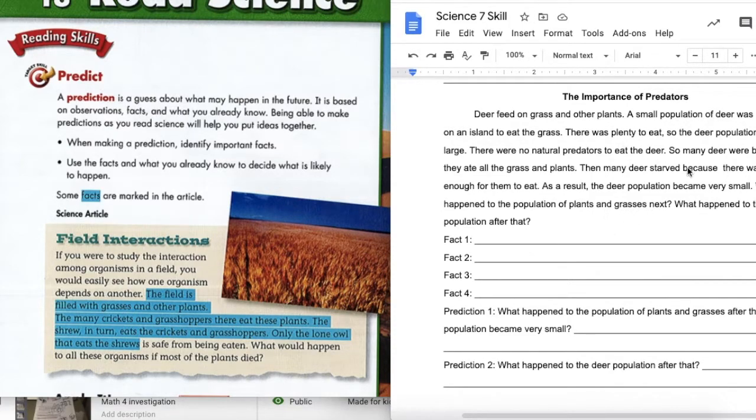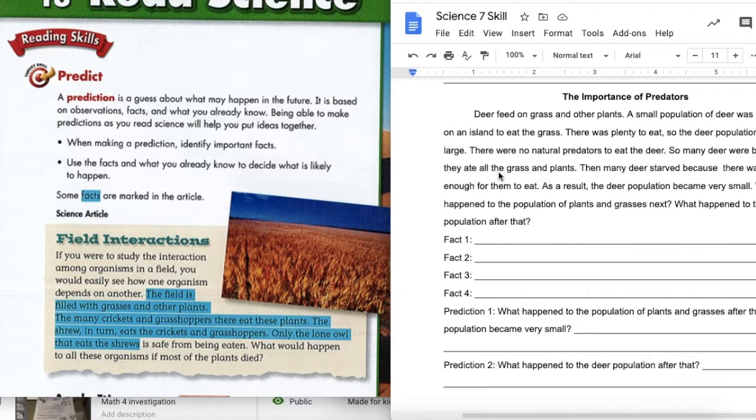Okay, so guys, as you read these first lines up here, you wrote down 4 facts. Now, question 1, what is going to happen to the population of plants and grasses after the deer population became very small? So you're not going back here and saying they ate all the grass. You're saying they ate most of the grass. I know we wrote in here that they ate all of it. Maybe we should take it out. They ate most of it, guys.